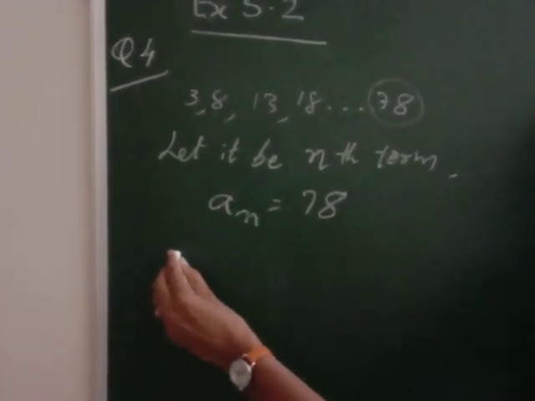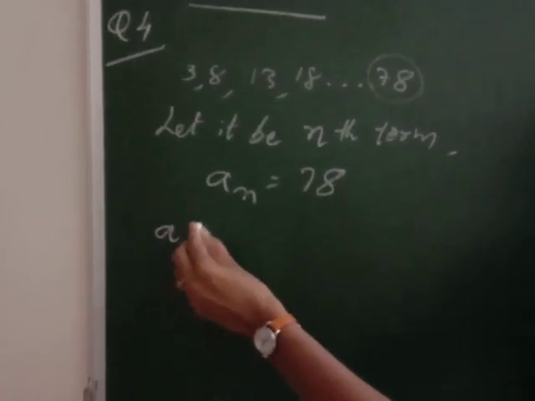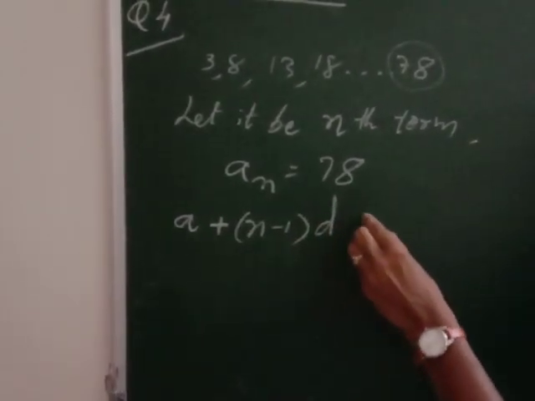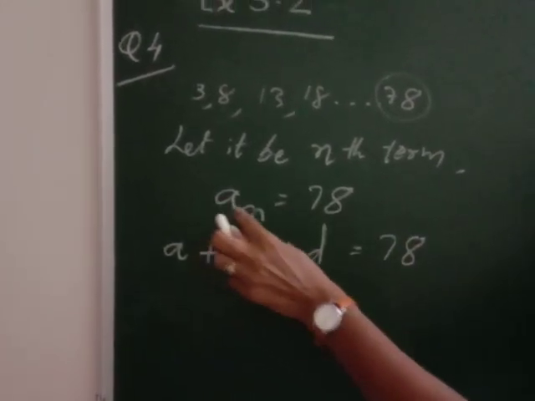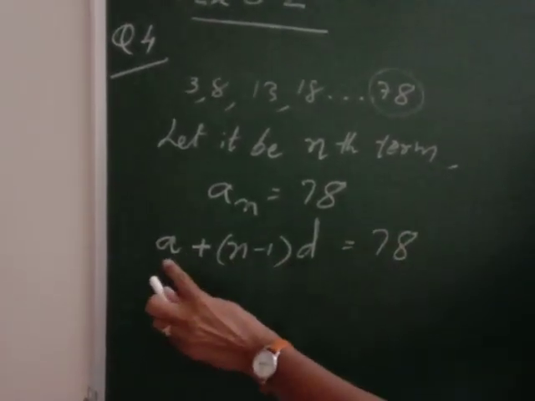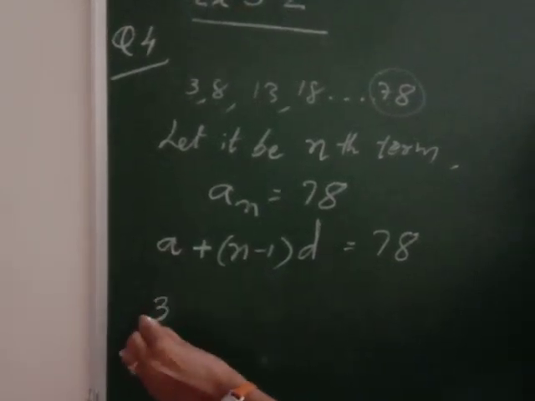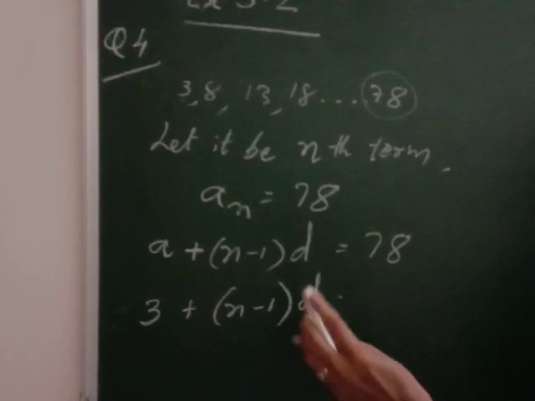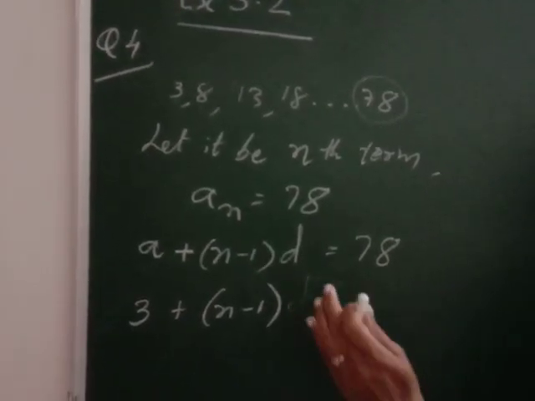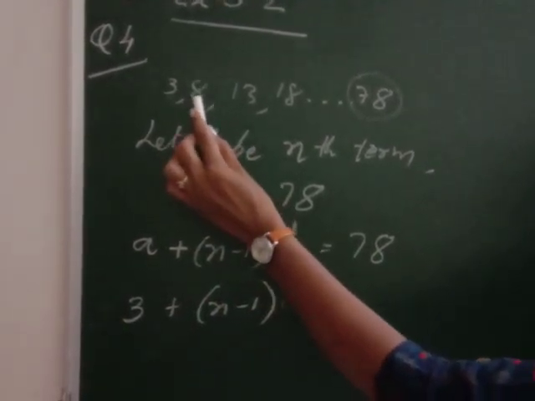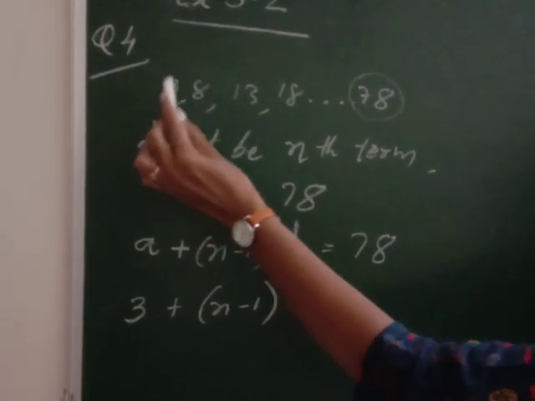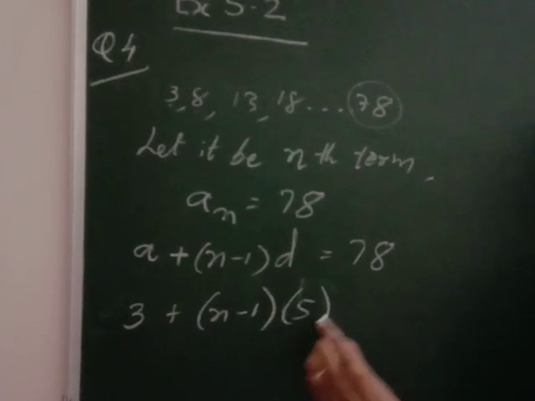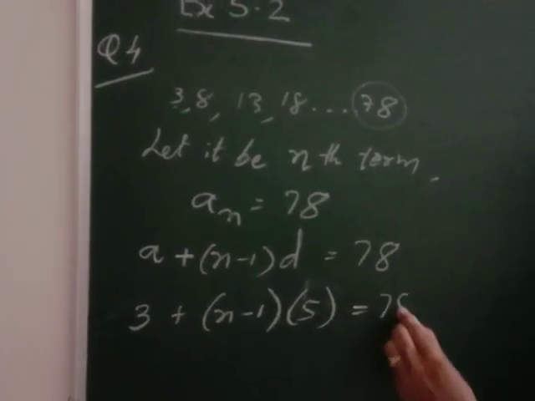What is the formula for finding an? In place of an, I will write a plus (n minus 1)d is equal to 78. Now, what is a here? 3. N, we don't know. We have to find n. But we know d. So, what is d here? D means a2 minus a1. That is 8 minus 3, that is 5, is equal to 78.